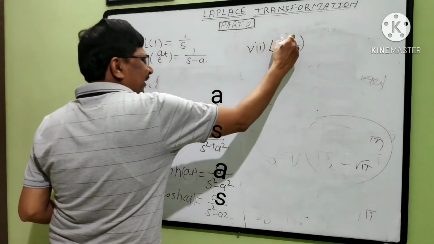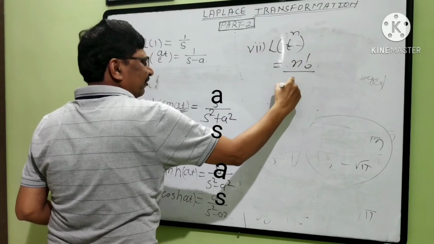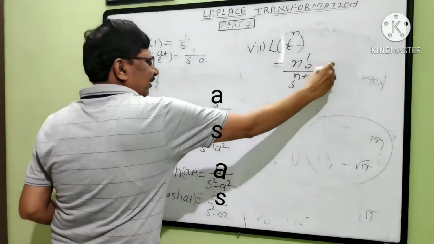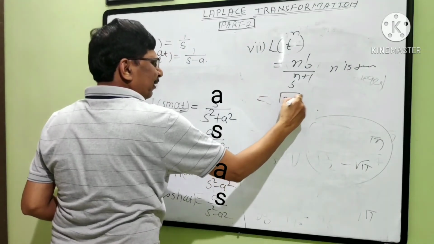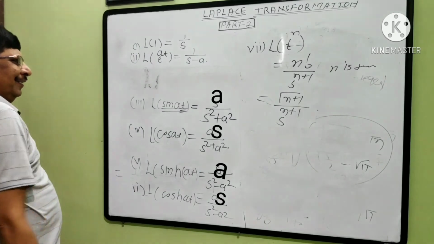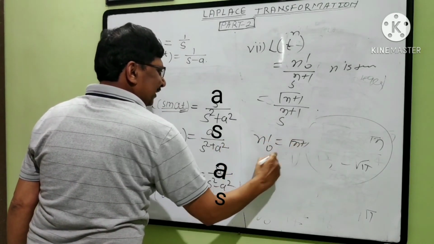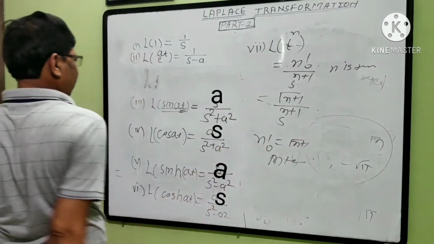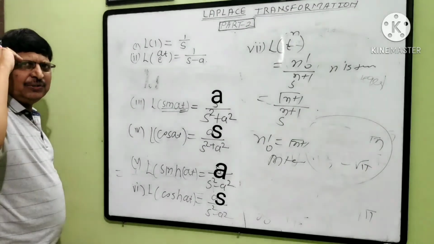And here is t raised to n. t raised to n means what now? n factorial upon s raised to n plus 1, if n is positive integer, and in terms of any other n, it will be gamma of n plus 1. Both have the same meaning. n factorial means gamma n plus 1 for integer. Okay. Any doubt? And linear property you know.